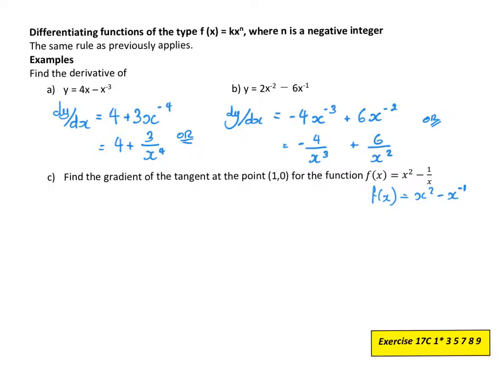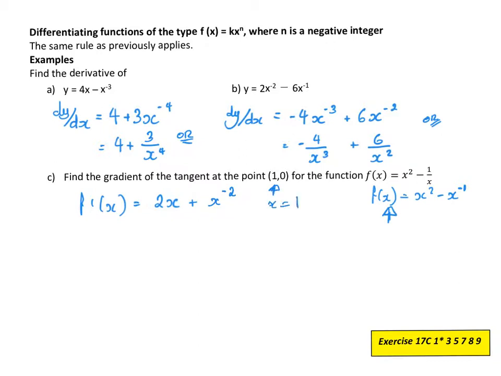So the gradient here would be f dash x. And if f of x is x squared minus x to the power of minus 1, it would be 2x plus x to the power of minus 2. Remember, minus 1, decrease it by 1, becomes minus 2. All right, so that is our gradient. That is the rule for the gradient at any point on that particular function. But we want the gradient at what point? At 1, when x is equal to 1.